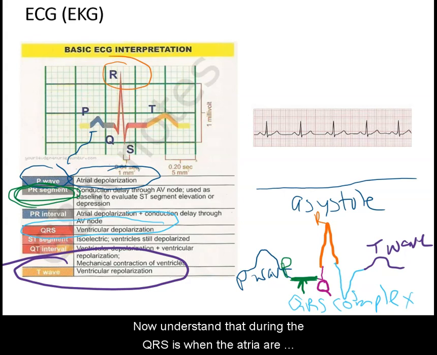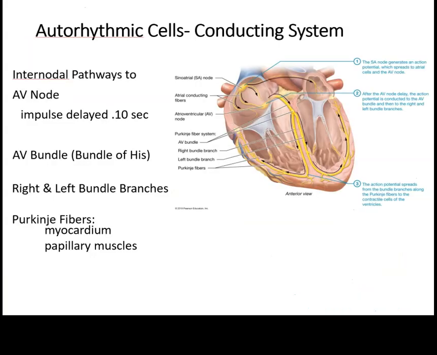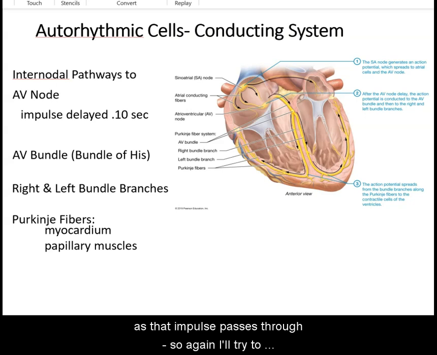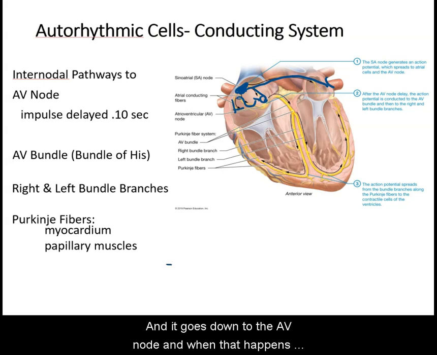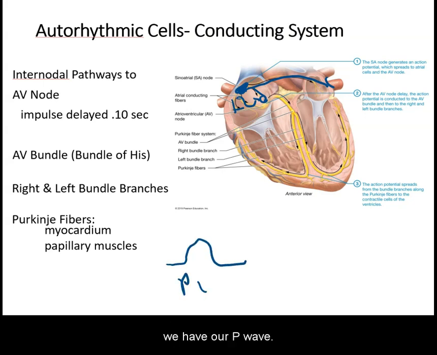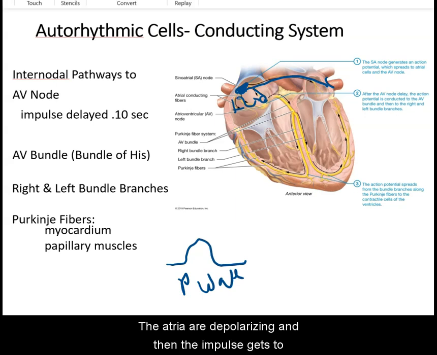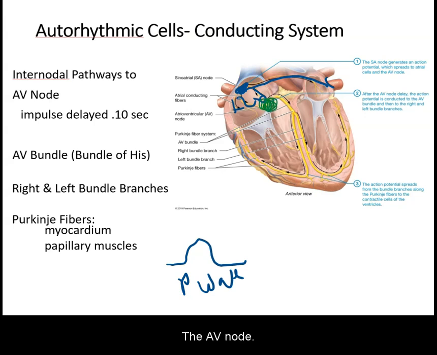Now, understand that during the QRS is when the atria are repolarizing or resetting. So this is showing us the events that occur in the conducting zone as that impulse passes through. So again, I'll try to sync it up. We know that our impulse goes from the SA node, right? And it goes down to the AV node. And when that happens, we have our P wave. The atria are depolarizing.